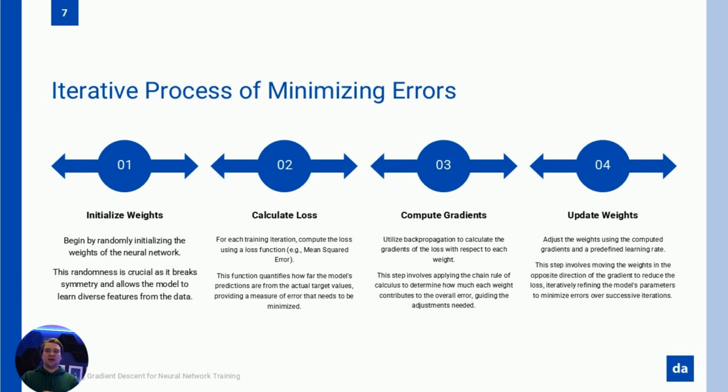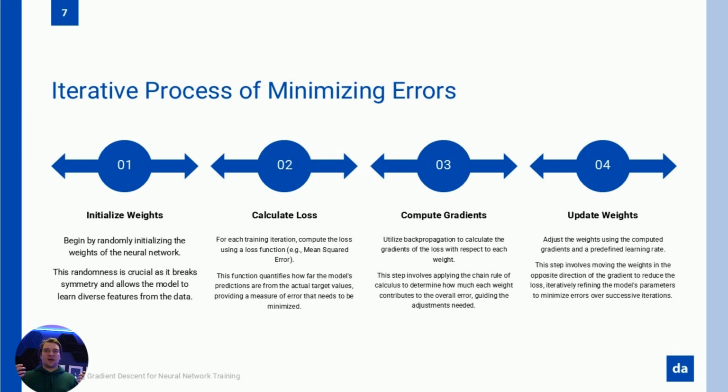Everything starts with random initialization. Imagine you're beginning a puzzle. You don't know the final picture yet, so you randomly place pieces on the board. Similarly, the weights of a neural network are initialized randomly. This randomness ensures that the model isn't biased toward any specific direction from the start and can explore diverse features in the data.